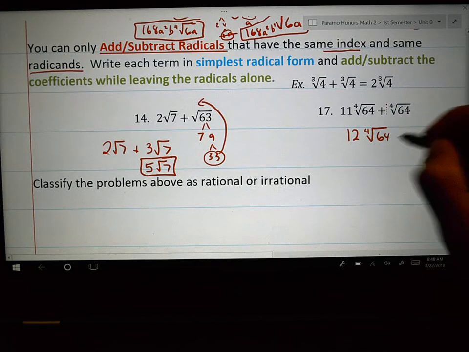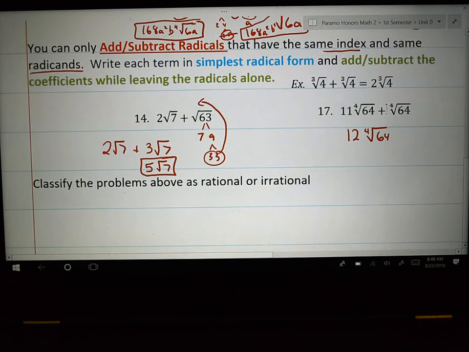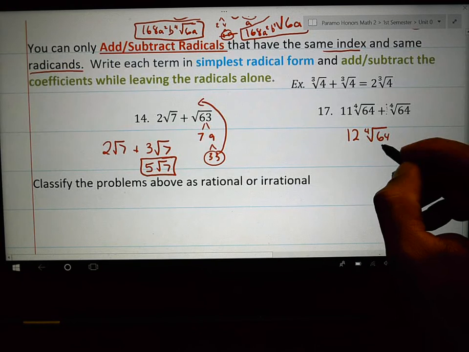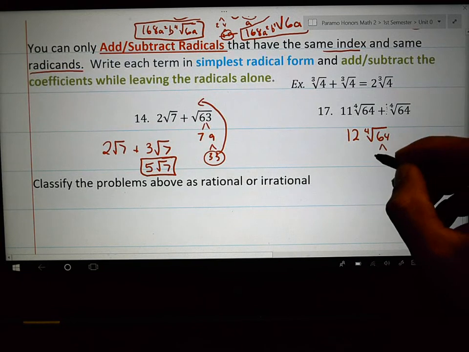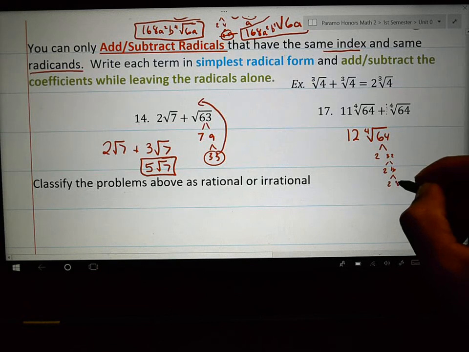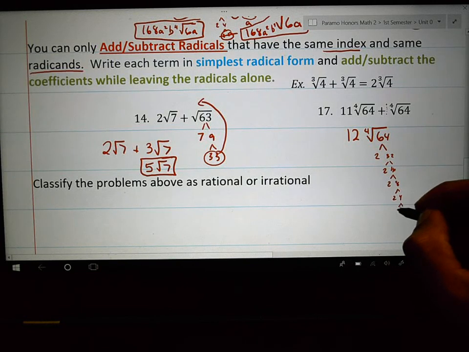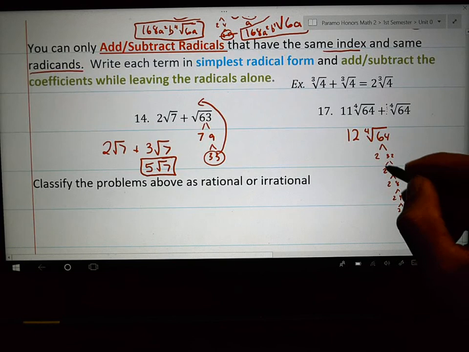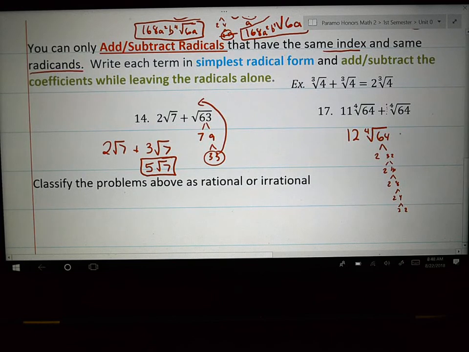The only thing that you have to do after this is you have to decide, is this in lowest terms? Can this break down further? Are there 4 factors of something? Because we're doing a 4th root with it. Let's figure that out. 2 times 32, 2 times 16, 2 times 8, 2 times 4, 2 times 2. 1, 2, 3, 4, 5, 6. That's 2 to the 6th power.